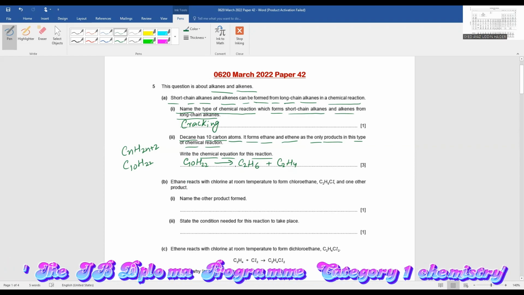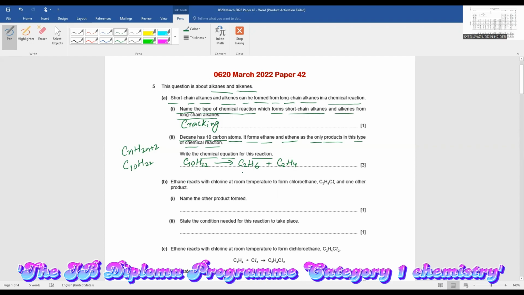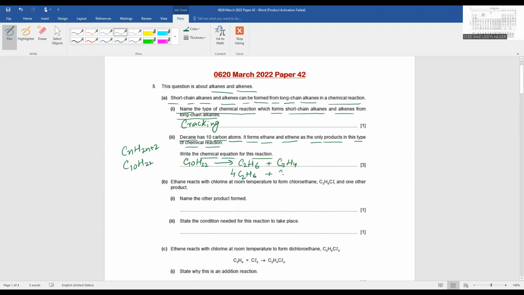What if I write 4C2H6 plus C2H4? Count the number of carbon atoms: 4 twos are 8, 8 plus 2, 10. What about hydrogen? 6 fours are 24. So it's not possible. This is wrong.